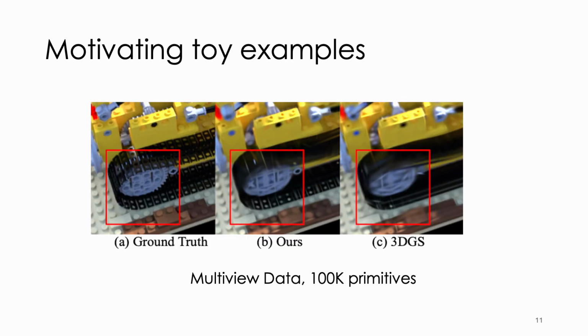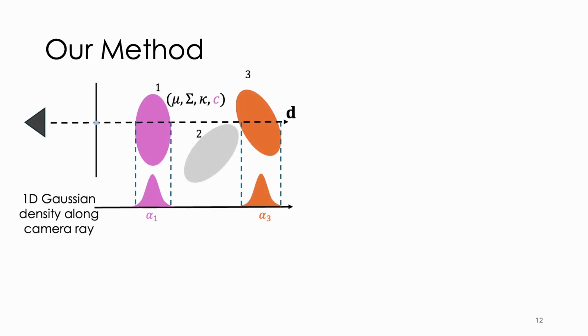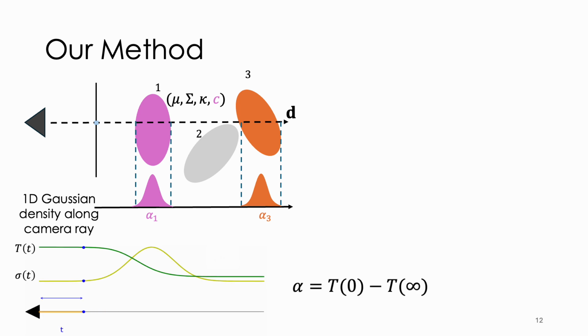We observe a similar trend on multi-view data as well. Here we show an example on the Lego scene from the NeRF synthetic dataset. These improvements are enabled by our principled alpha computation. So let's take a closer look at it. We show that alpha for a Gaussian equals the difference in transmittance capital T evaluated at t equals 0 and t equals infinity, and we derive its closed form.